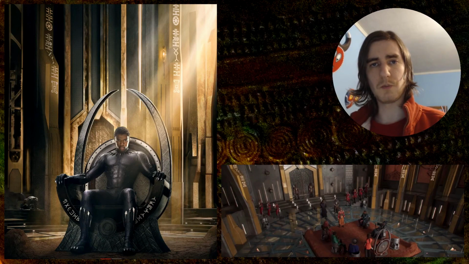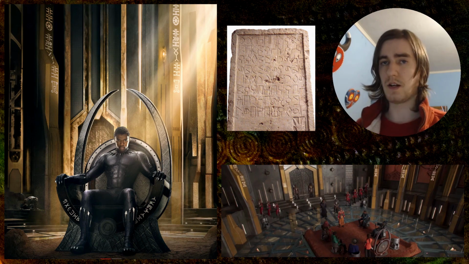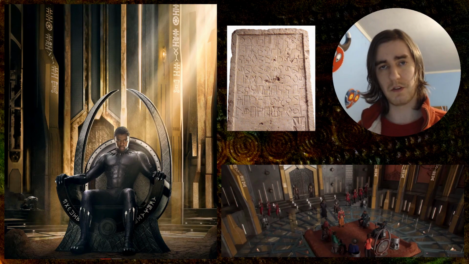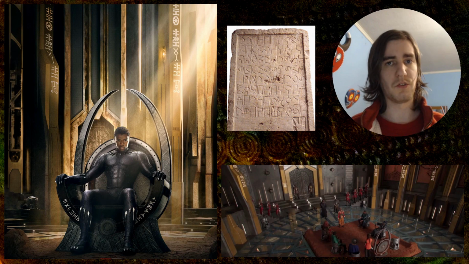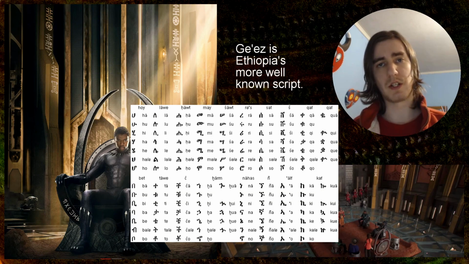So a couple of notes before we move on to the next set of symbols. Sabian is a script that I'm still not too familiar with, but from what I understand it's used in both Ethiopia and the Middle East, which makes sense because the Middle East and Ethiopia are very close to each other, so there's going to be some cultural overlap.